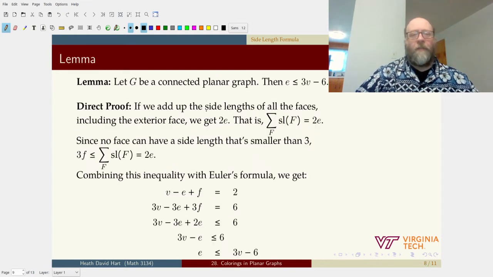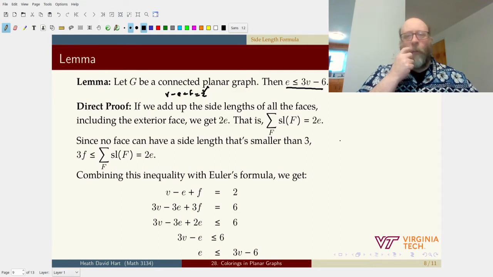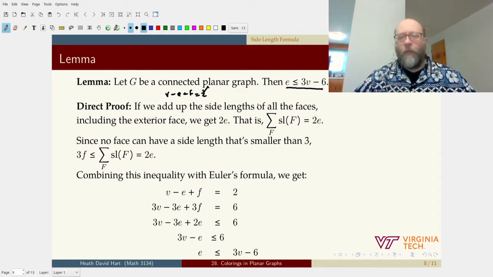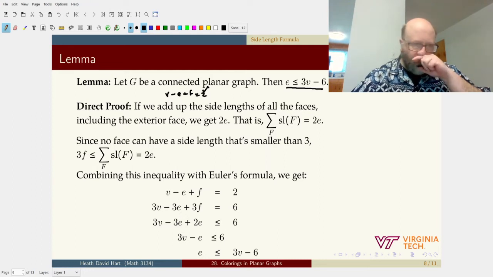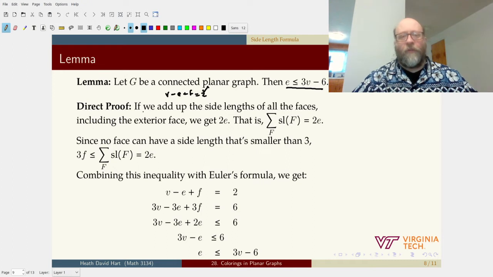If we have a connected planar graph, one of the things we know about planar graphs is vertices minus edges plus faces is equal to 2. Here's the next thing we're going to prove: edges is always less than or equal to 3v minus 6. So let's look at a direct proof of this. We're not going to prove this by induction. We're just going to prove it directly.